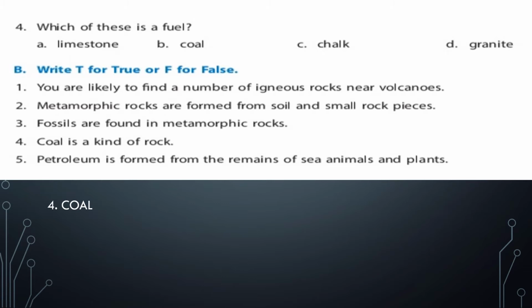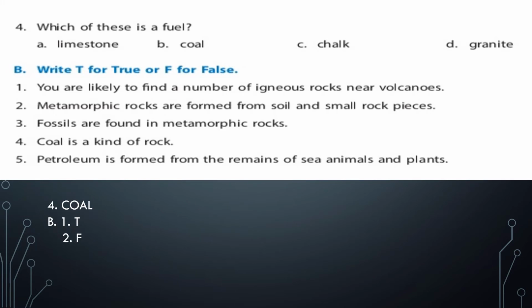Then next section, write T for true or F for false. First question is, you are likely to find a number of igneous rocks near volcanoes. Is it true or false? Yes, it is true. You can write T there. Second question, metamorphic rocks are formed from soil and small rock pieces. Is it true or false? It is false.